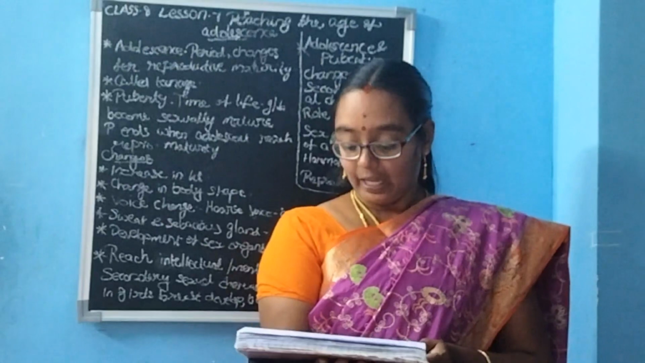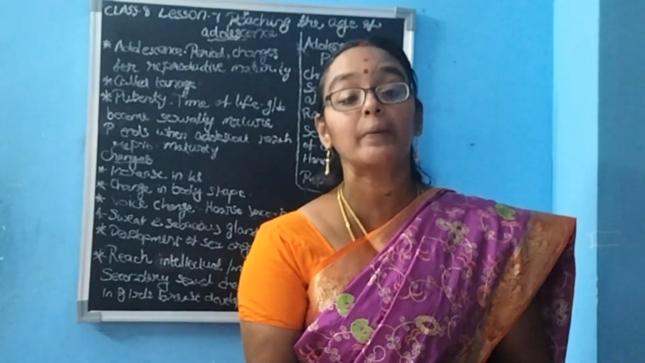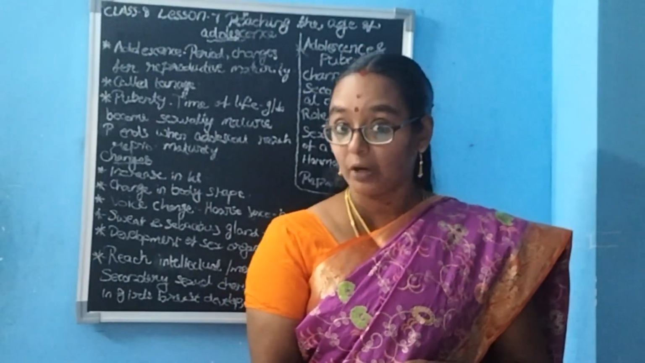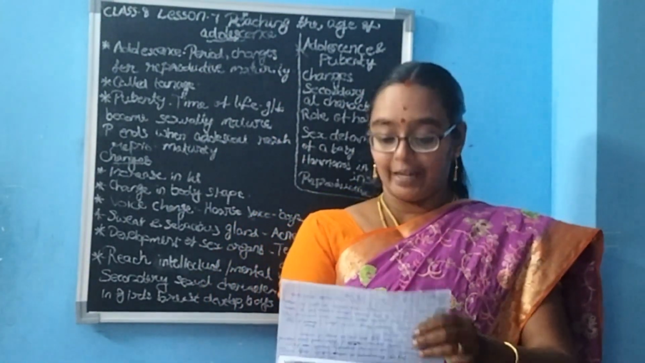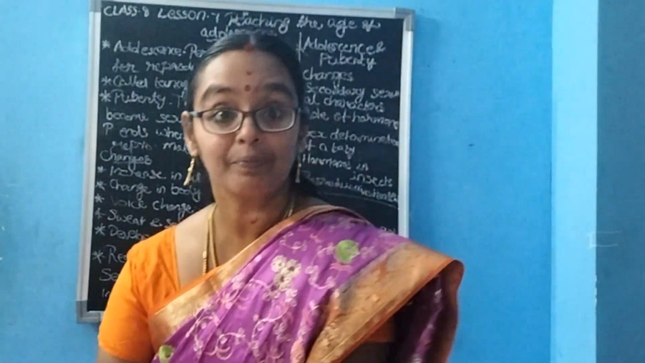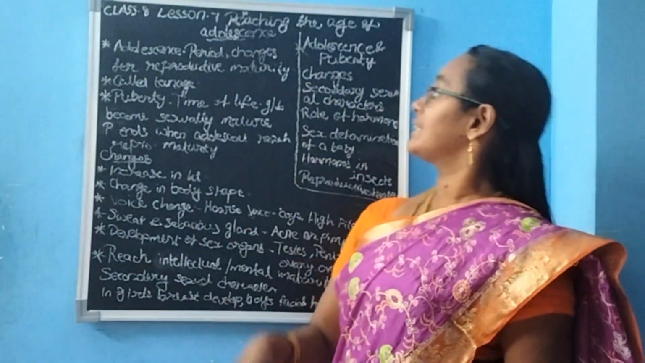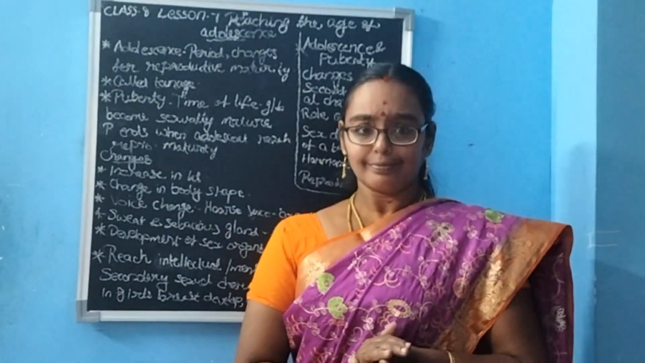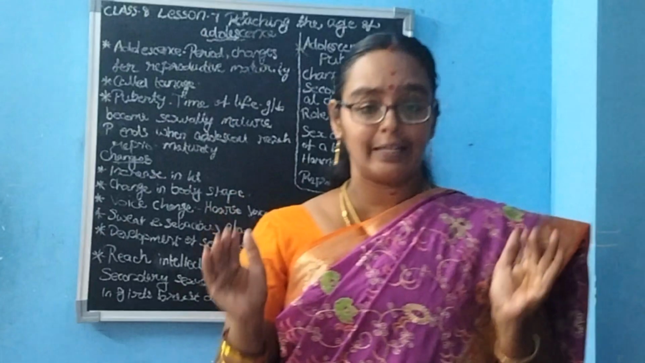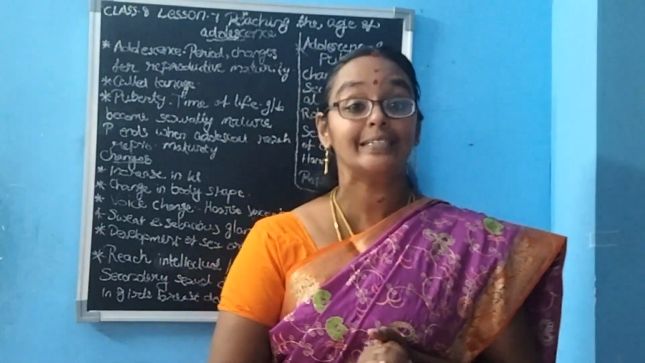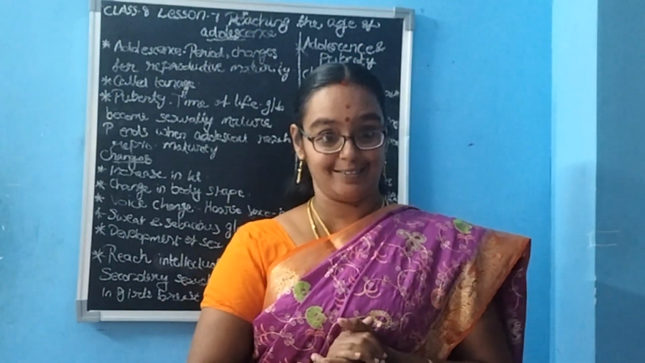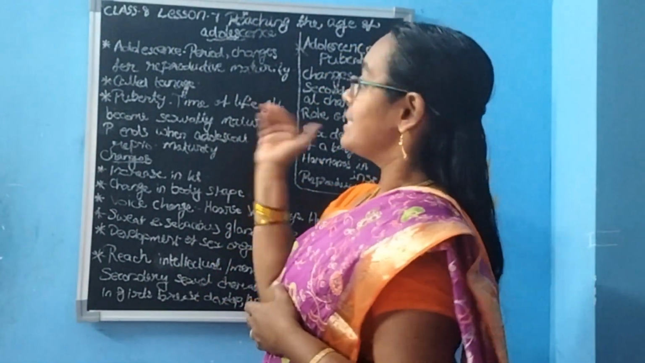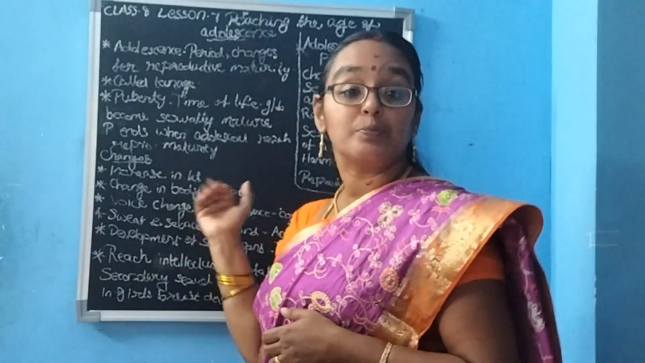Third one, the part which produces female gamete is. The part of the body which produces female gamete is what? It is ovary. Now we are moving to see the lesson reaching the age of adolescence. As you are in the adolescent age or teenage, it is very essential for you to understand this lesson. Okay? What is adolescence and what is puberty?